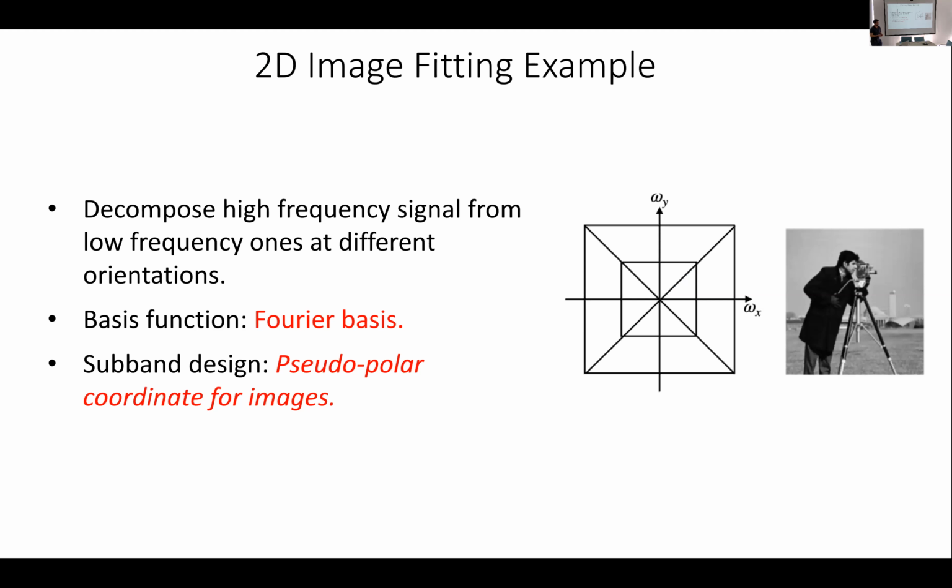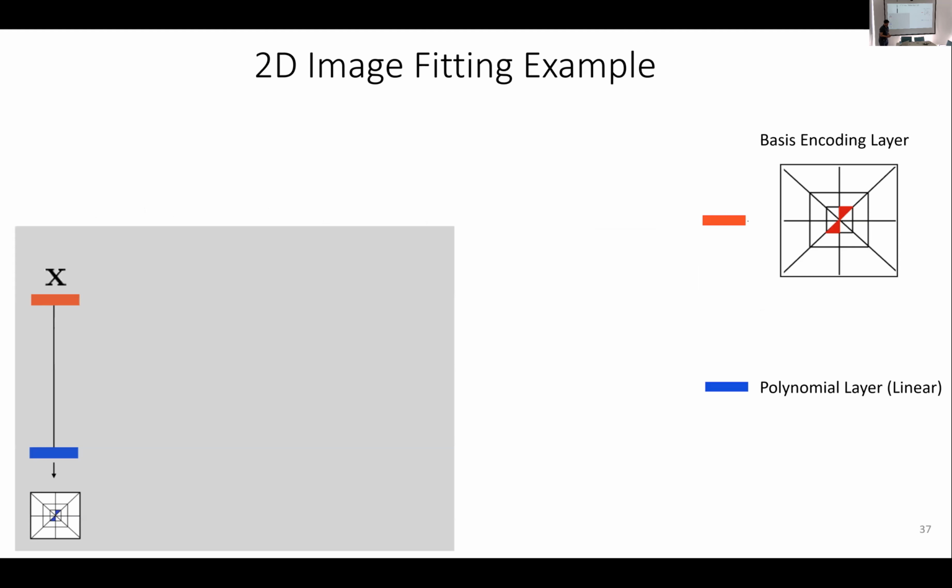So let's look at an example of 2D image fitting. Ideally, we want to decompose the high frequency signal from the low frequency signal. Let's assume we choose a Fourier basis as our basis function, and we use pseudopolar coordinates for our subband design. Then how can we fit the image that we see on the right side?